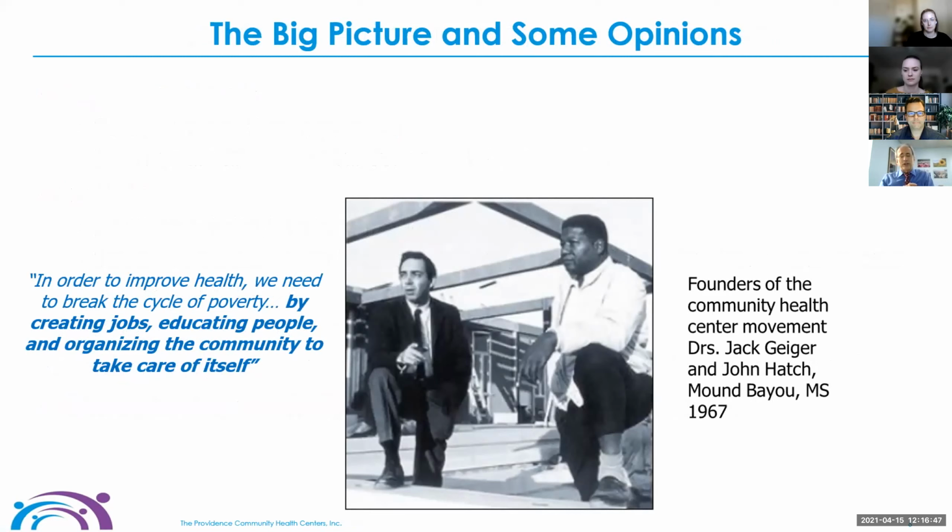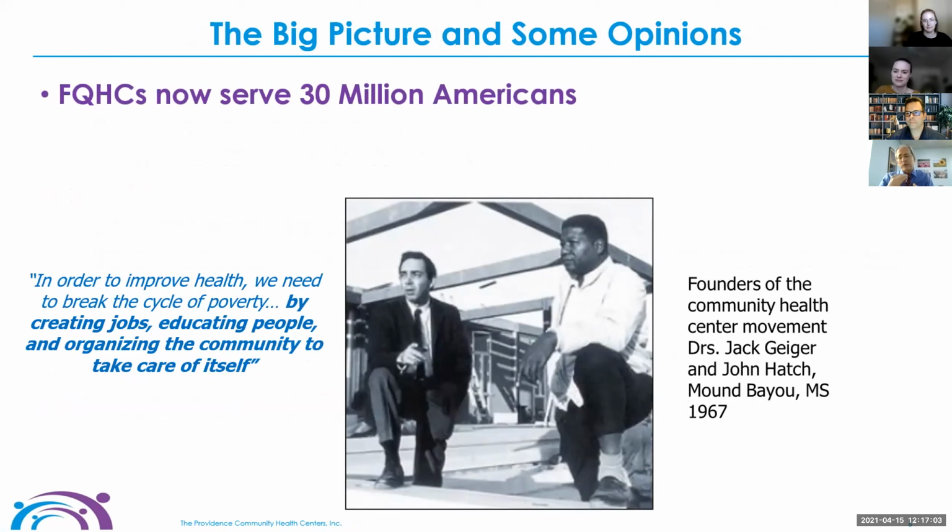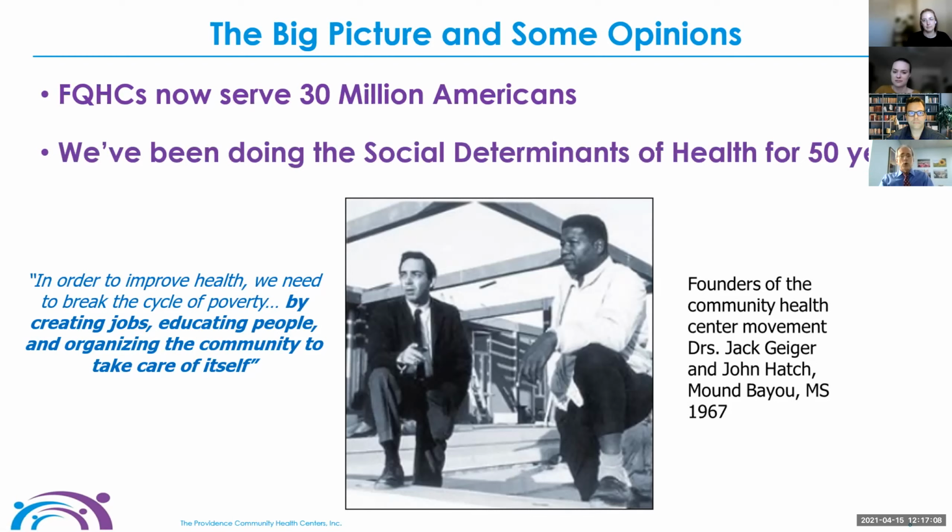So I always like to start a lecture I give with the big caveat and warning that I have a lot of opinions. Forgive me in advance. But one of my favorite things of all is to remember we, the community health centers, we've been doing this for 50 years. We're talking homelessness, Z codes, social determinants, and now 30 million Americans get their care from community health centers, and we know social determinants. And by we, I mean you and we, all of us. And it goes right back to Hatch and Geiger there at the start. If you want to improve health, you need to break the cycle of poverty. Housing's key, nutrition's key, and the community has to be able to take care of itself.